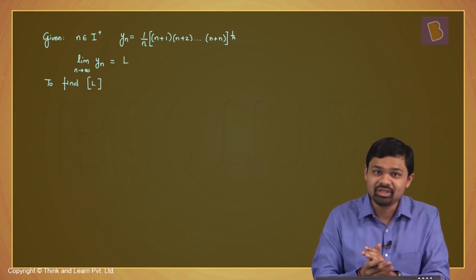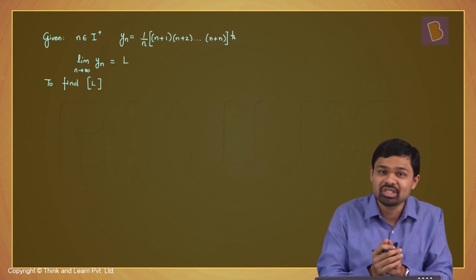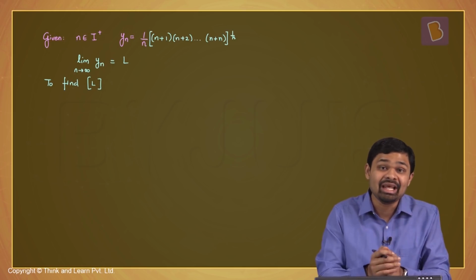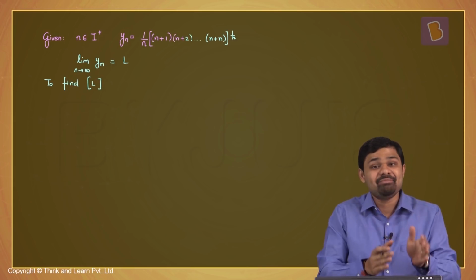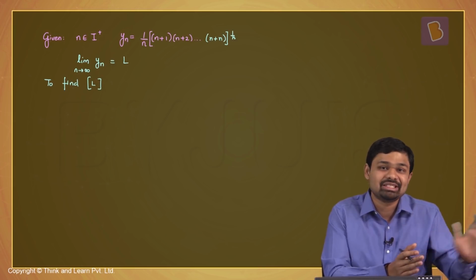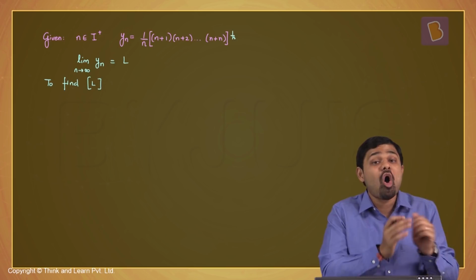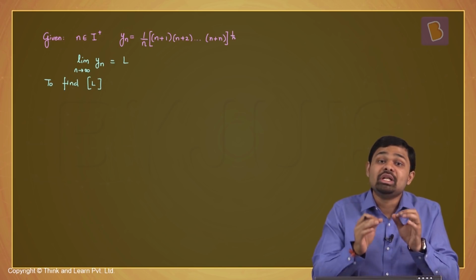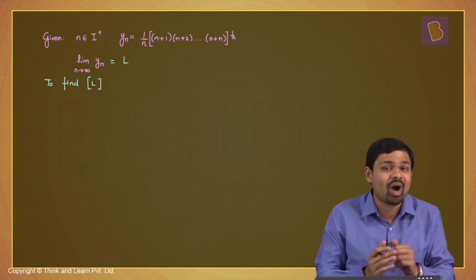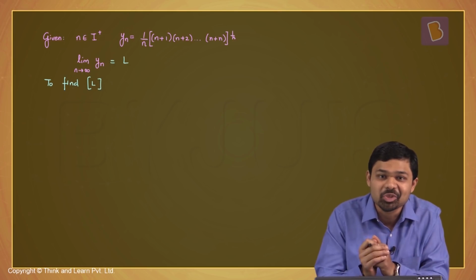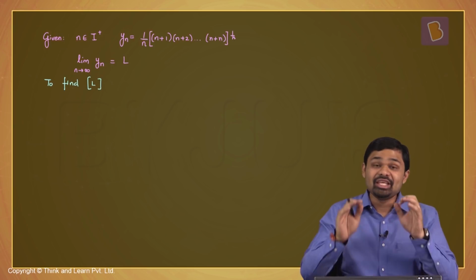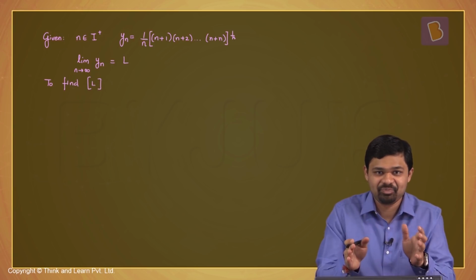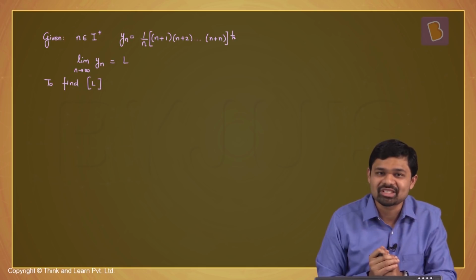In this question, they've given us that n is a positive integer and yn is 1 upon n multiplied by (n plus 1)(n plus 2)(n plus 3) all the way until (n plus n), all to the power 1 divided by n. Now, limit as n tends to infinity of yn is said to be equal to L. The objective is to find the greatest integer of L.